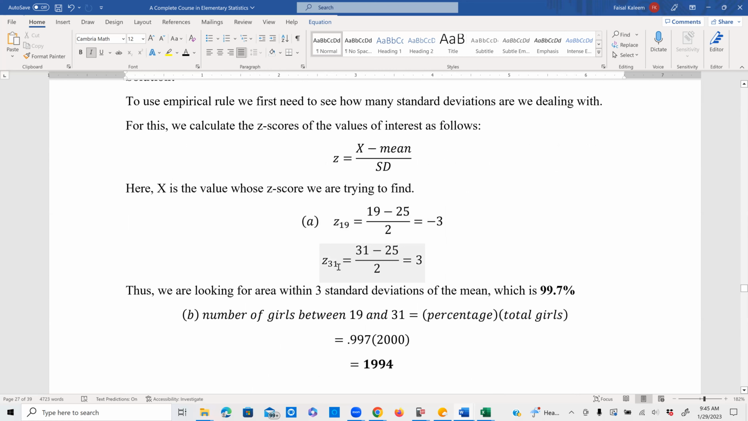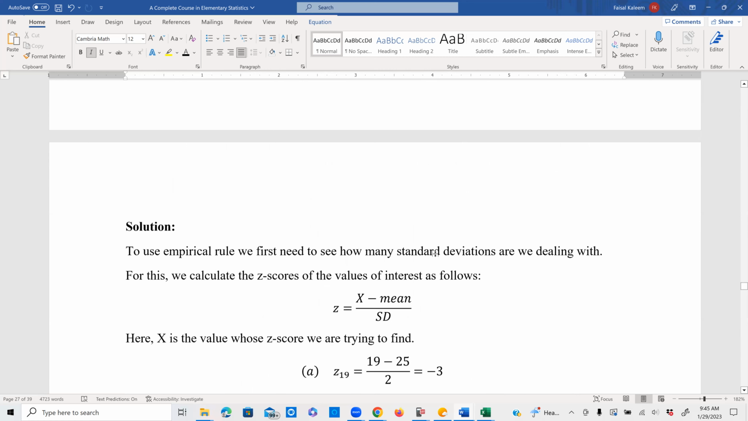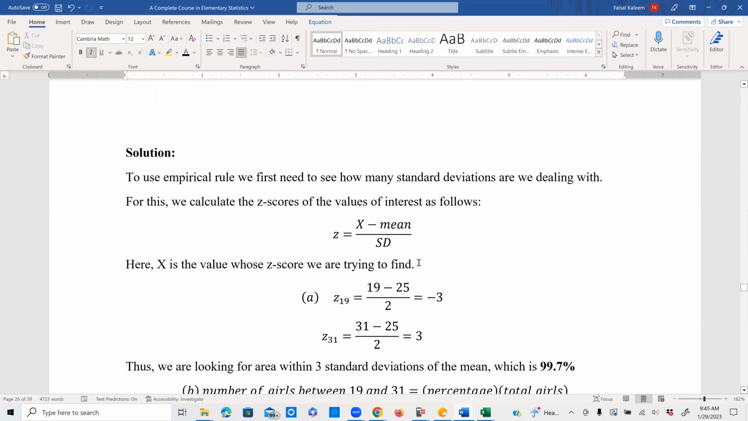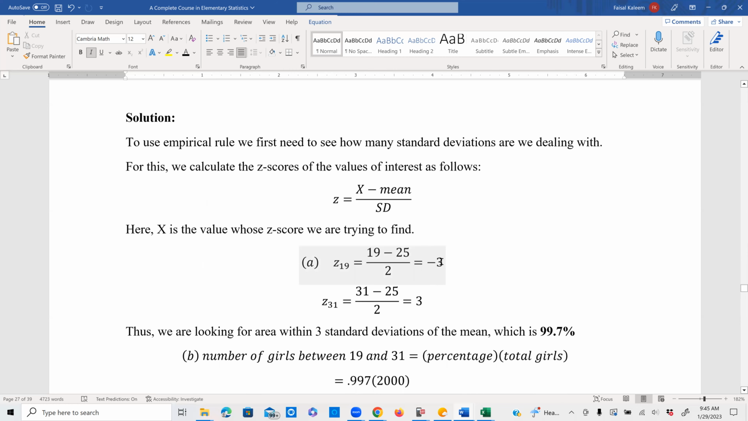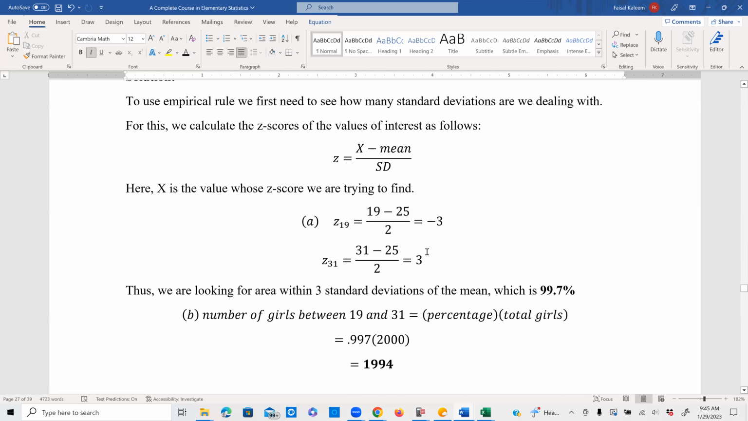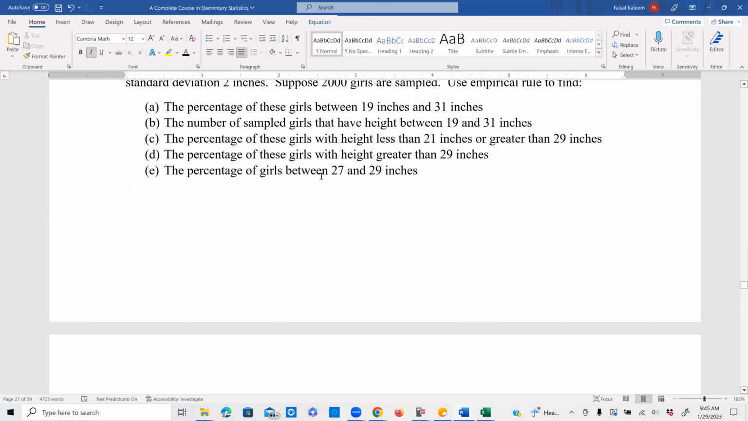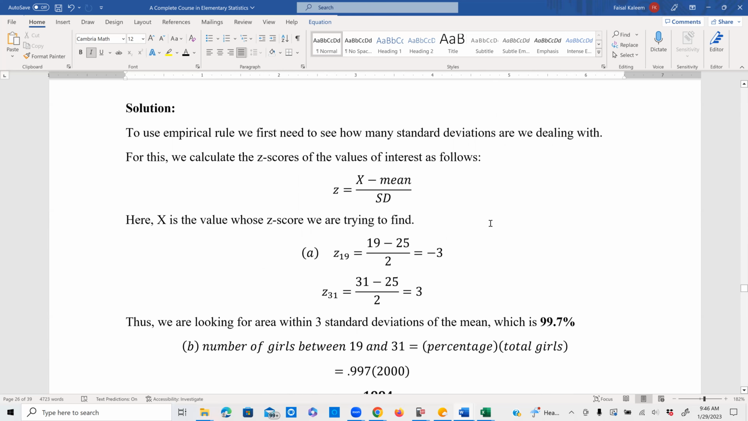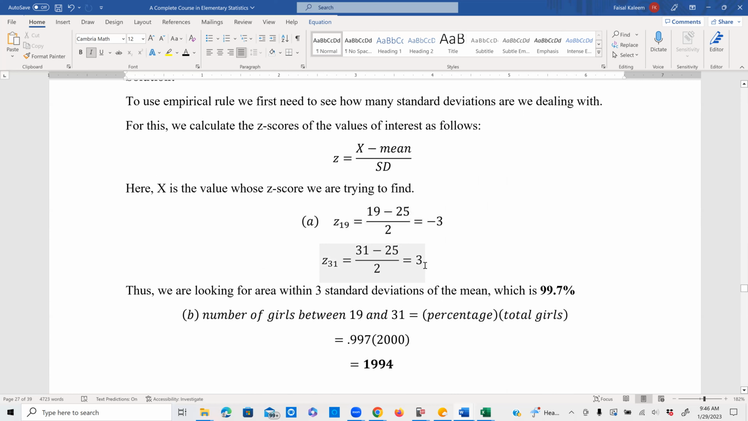Similarly, you find the z-score for 31. That's 31 minus 25 over 2, that's 3. Remember, 31 was the second value. We wanted between 19 and 31. And this tells us that we are talking within 3 standard deviations, because you have to note the keyword. The keyword here was between this and this, so between -3 and 3. That means within 3 standard deviations, and that we know is 99.7%.